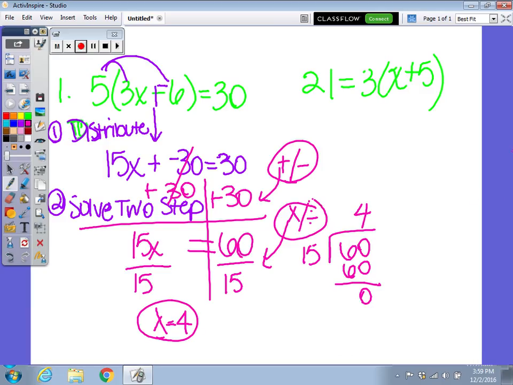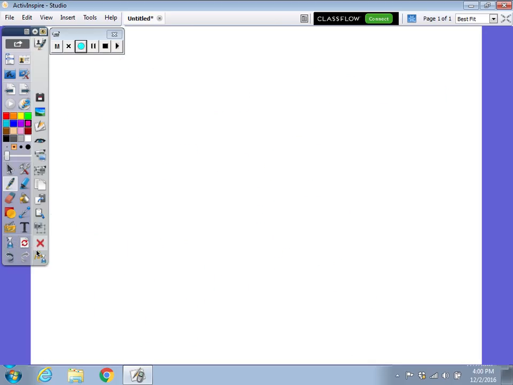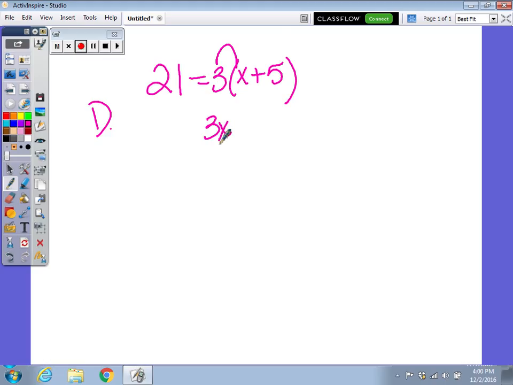Let's do one more. I'll rewrite it, so I'm going to clear the screen. And we were doing 21 equals 3 times the sum of x and 5. Okay, so the first step is to distribute, and I'm going to abbreviate. So 3 times 1x is 3x. I bring down my addition sign, and 3 times 5 is 15. And now I have to bring down my 21. Okay, the next step is in green. I'm going to solve using addition or subtraction.